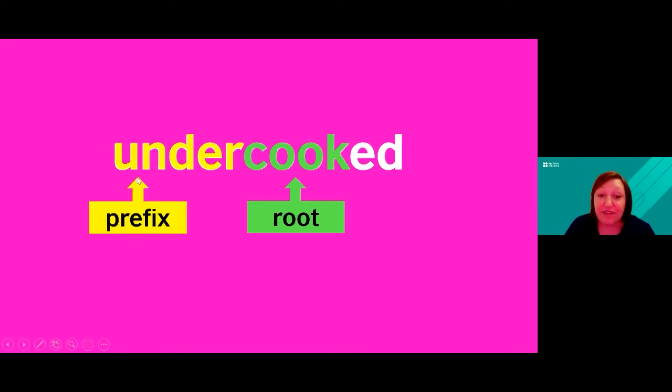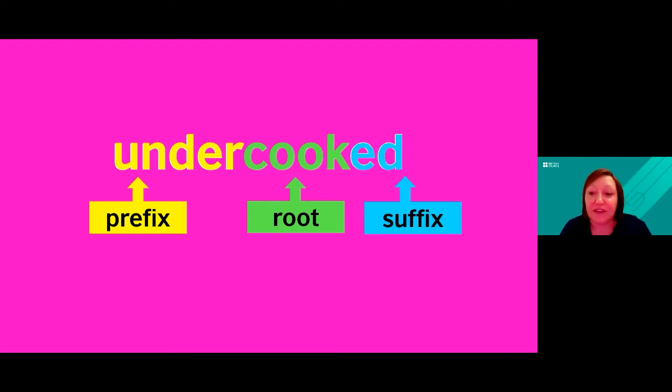We have a prefix under, which I could change to over. So I can say, yesterday the chef undercooked my fish, or yesterday the chef overcooked my fish. And then I have a suffix. Here the suffix is the -ed, which indicates past form.